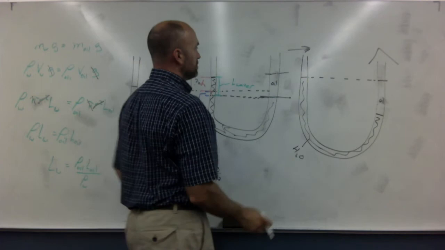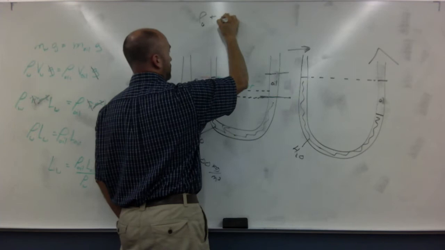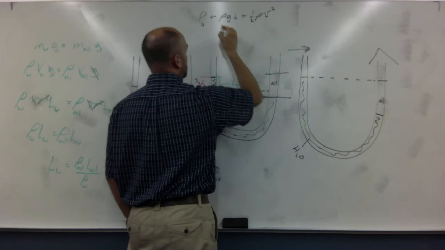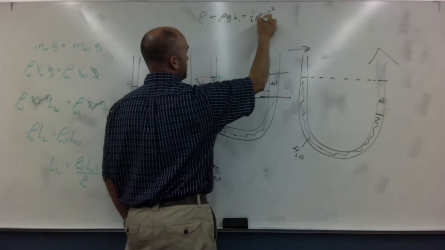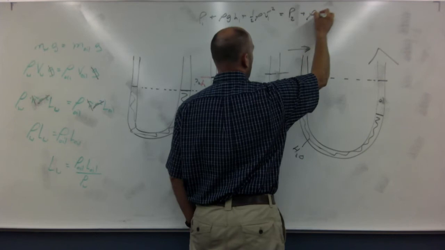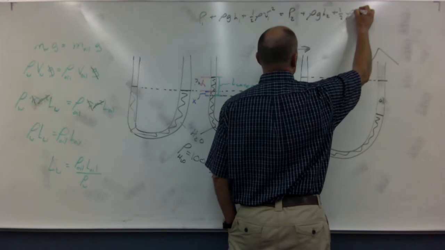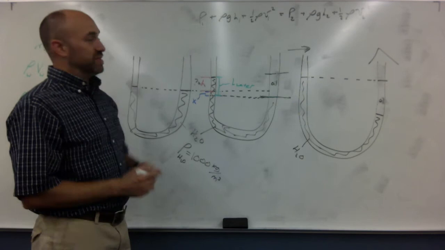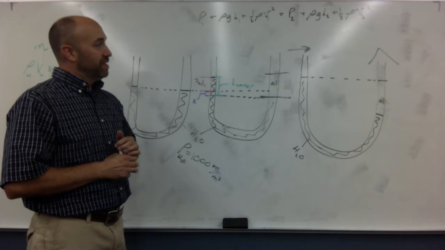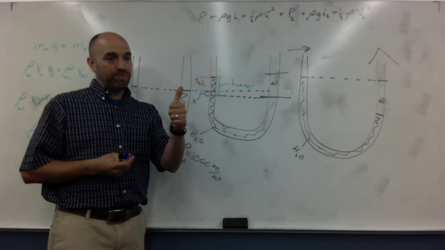So Bernoulli's equation is P1 plus rho g h1 plus 1/2 rho v1 squared equals P2 plus rho g h2 plus 1/2 rho v2 squared. This is Bernoulli's equation. It looks a little on the messy side. But what Bernoulli's equation simply tells us is that as speed goes up, pressure goes down.